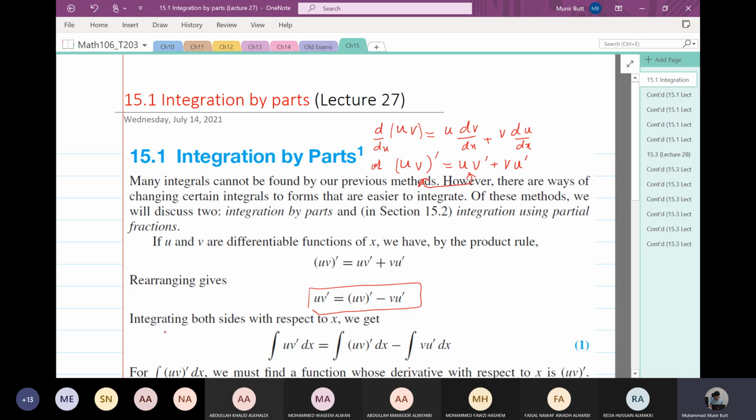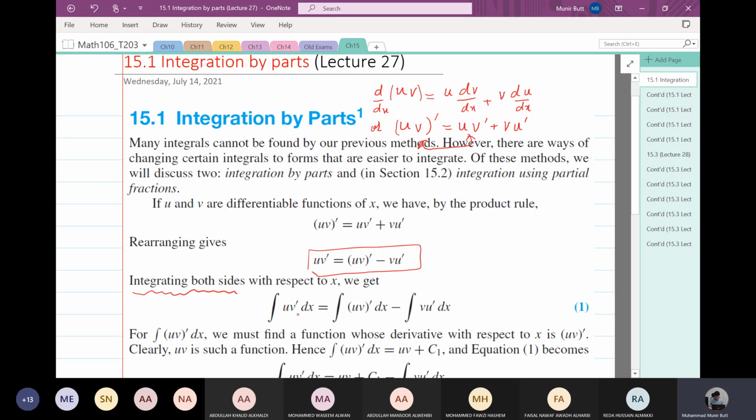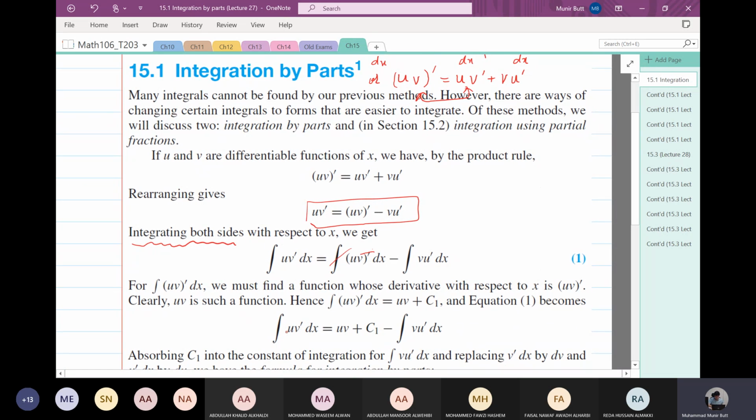And now you integrate both sides. When you integrate both sides, you will get the integral of uv' dx. Since now this integration and this differentiation are reverse processes, this will be gone. So ultimately you will get this formula. Agree?